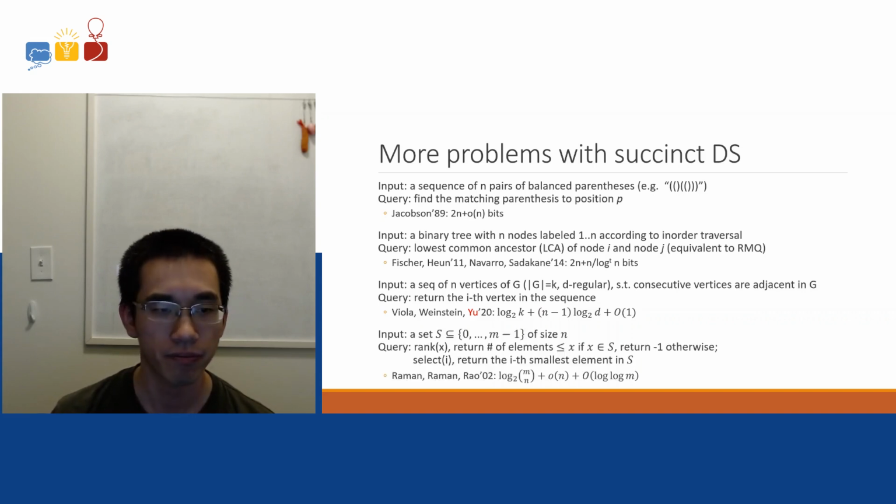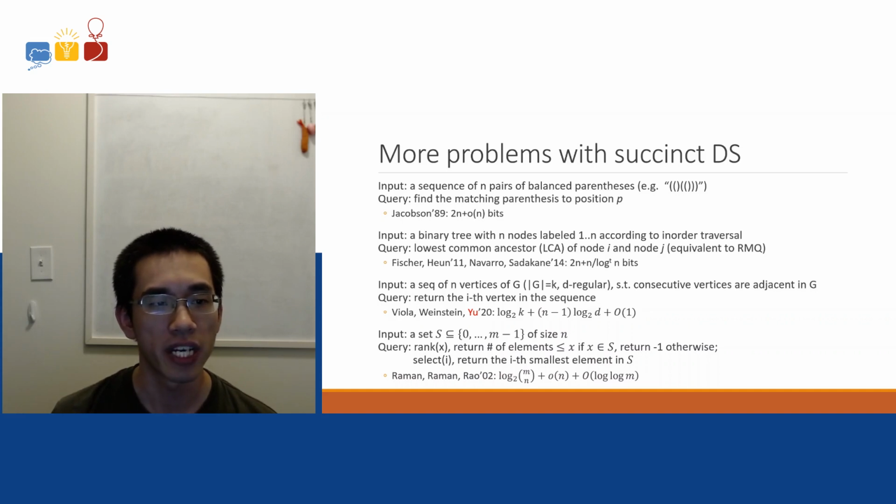And the last data structure problem I would like to mention is called the indexable dictionary, and the input is a set of size n within a range of size m, and we'd like to preprocess them so that we can answer two types of queries simultaneously. So in one query, rank query, we're getting one element x from this range of size m, and we first would like to detect whether x is in the set or not. If it is not in the set, we must return -1. Otherwise, we must return the number of elements that is at most x, so the rank of x.